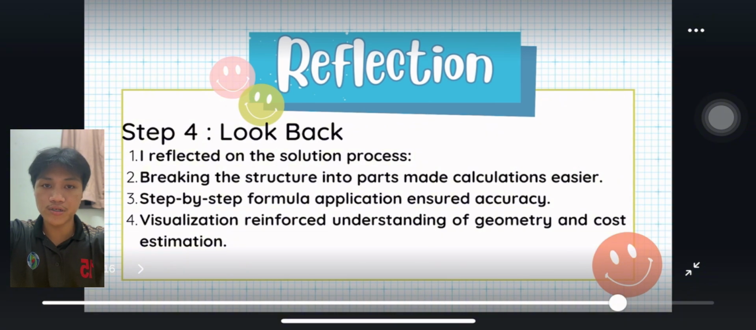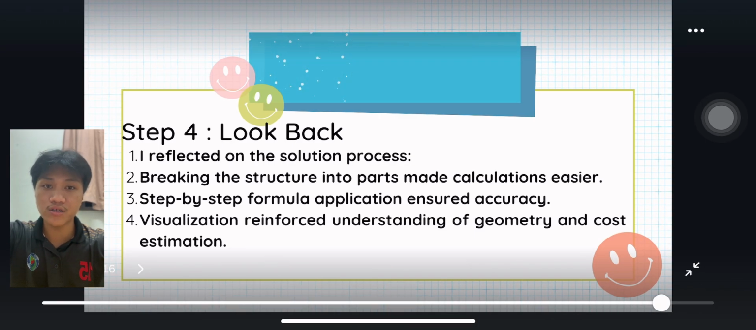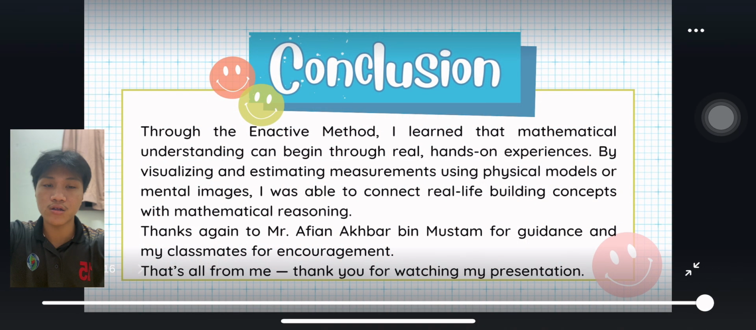Using the enactive representation, like visualizing the shape with paper or blocks, allowed me to see how the pyramid fits on the cube and how each measurement contributes to the total roof area and volume. Looking back, I understand that careful planning, visualizing, and executing the steps systematically not only improves accuracy but also strengthens my confidence in solving real-world mathematical problems.